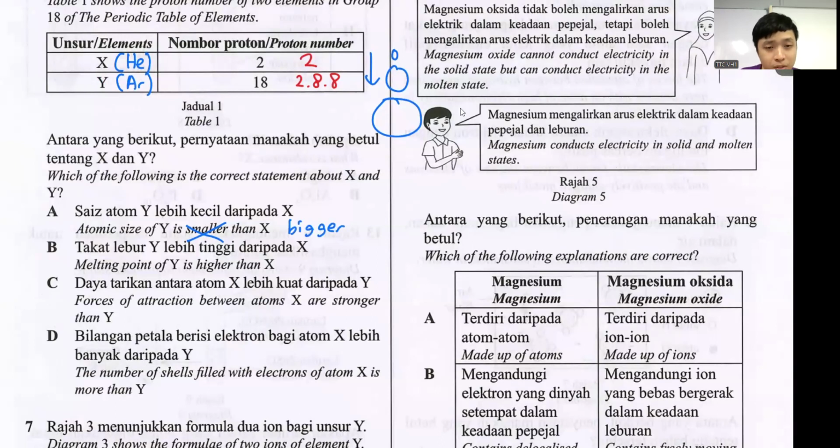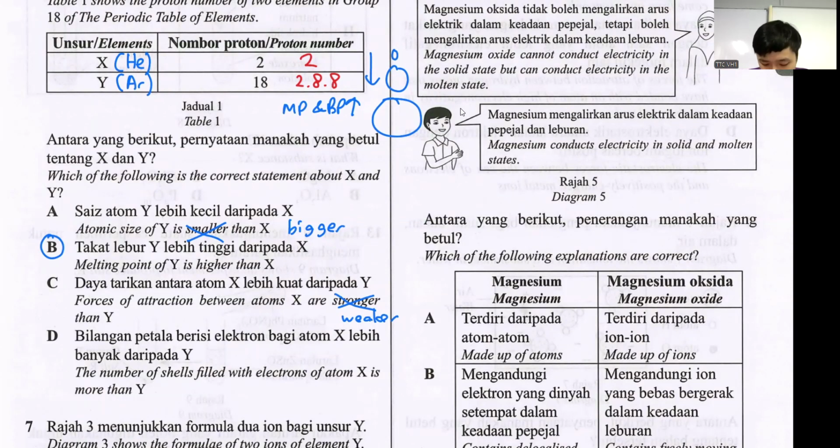B, melting point of X is higher. No, melting point down the group increases. So if melting point of Y is higher, they should be correct. That should be B. Force of attraction between atom X and atom Y: atom X is weaker than atom Y. Okay, larger size means stronger attraction force, not the other way around.